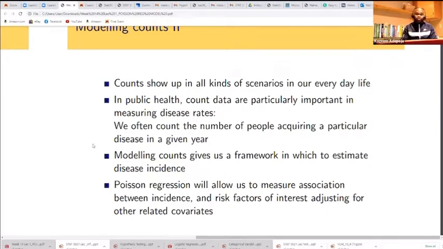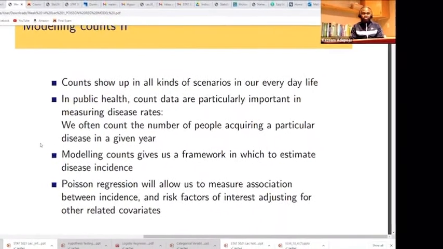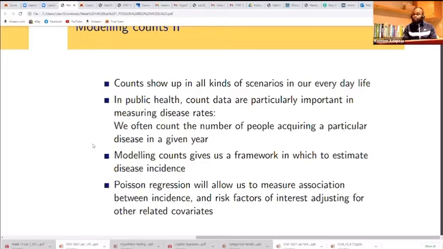Of course, the football game is actually played in a fixed interval of time. What is the number of goals scored? Okay, that's count data. We may also want to talk about public health. Count data are particularly important in measuring disease rates.